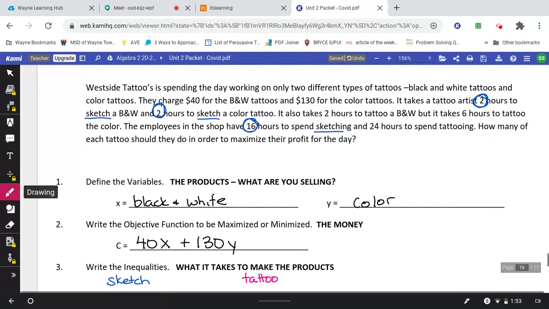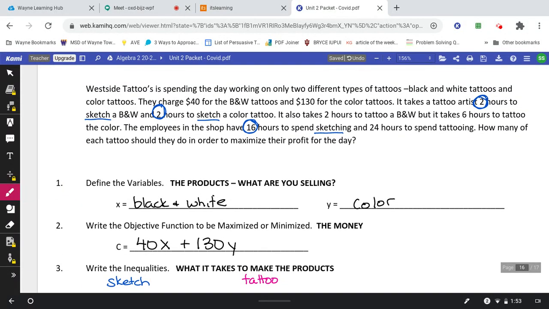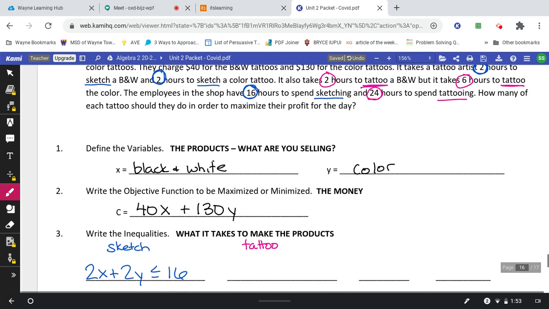Same thing with the tattoos. It says it takes 2 hours to tattoo a black and white and 6 hours to tattoo a color and 24 hours available to tattoo. So 2x plus 6y is less than or equal to 24.